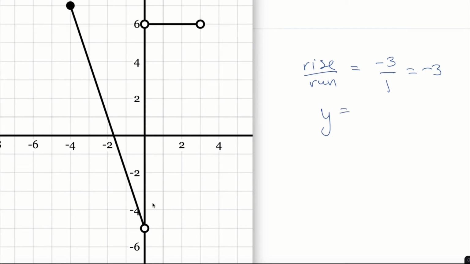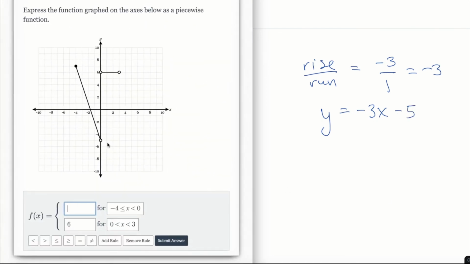So the equation of the full line would be negative 3x, and the y-intercept, fortunately, we can actually see. The y-intercept of the line is here between negative 4 and negative 6, which is negative 5. So this is the equation of the full line, but we're restricting it to a domain of negative 4 to 0, and make sure that you don't write y equals. We just write the linear expression that would represent that line.